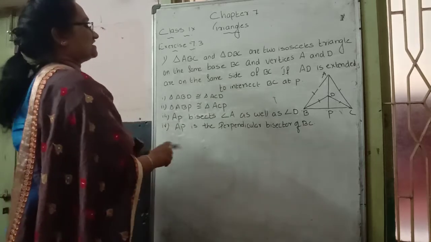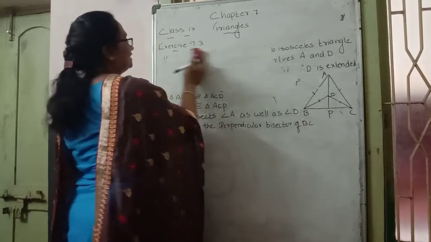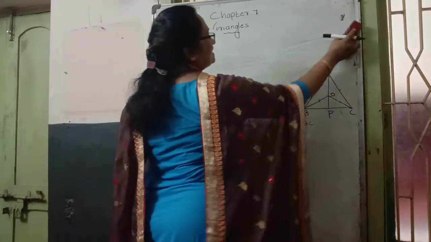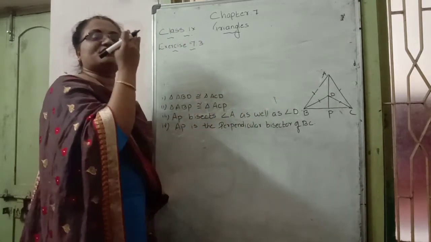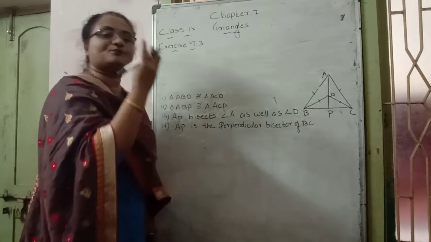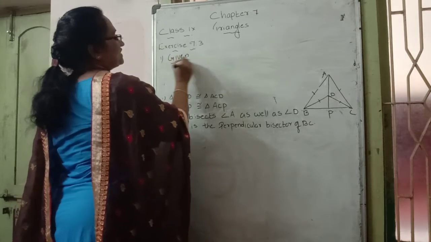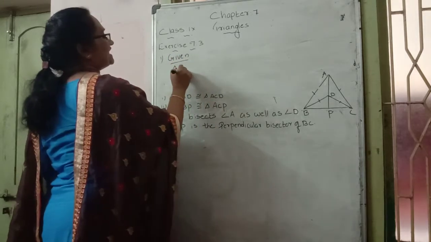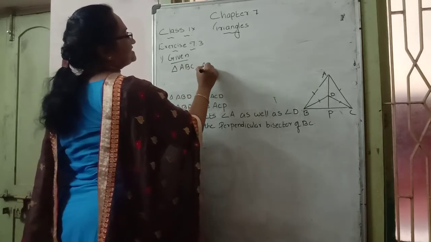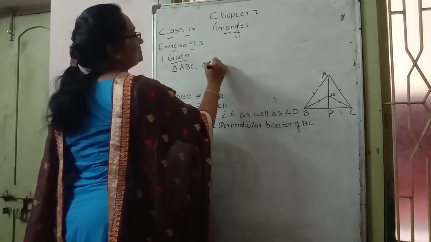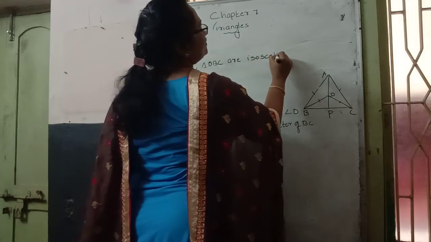So how to prove that? In geometry, when proving, we have four steps. The first step is given, the second is to prove, the third is construction, and the fourth is proof. First we start with the given case. What information did they give? Two triangles are there. Which are they? Triangle ABC and the second triangle inside, DBC. They are isosceles.